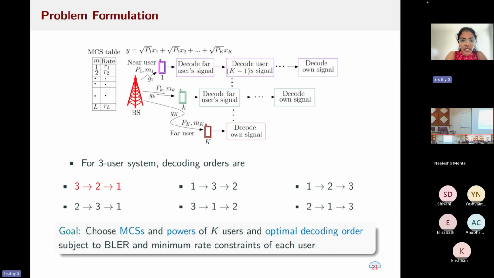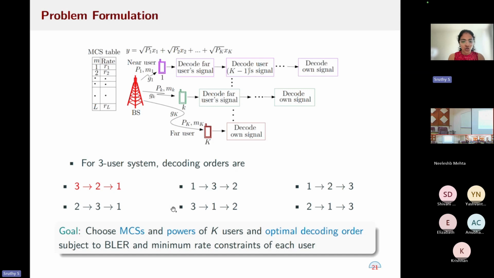We are using modulation and the discrete rate adaptation and the MCS table that has been given by the standard. And we are allowing any decoding order at each user. So for example, for a 3-user system, the possible decoding orders are as follows. In this, 3 to 1 is the farthest to nearest decoding we had discussed in our earlier problem, or the one commonly used in NOMA literature. And we can also have these other decoding orders as well.